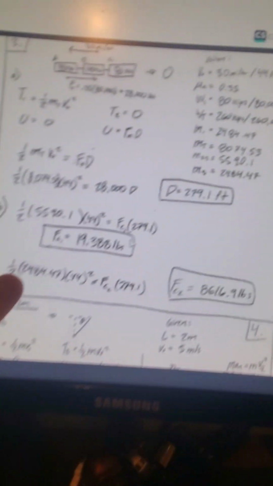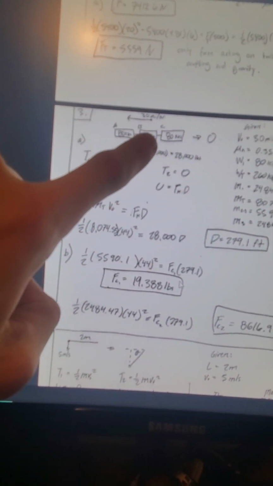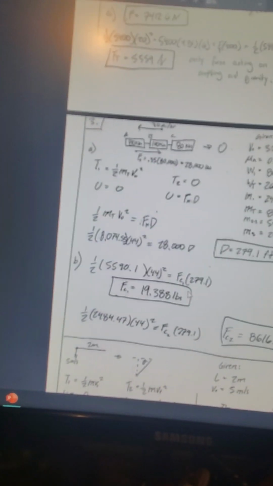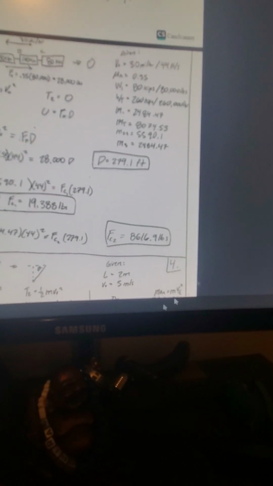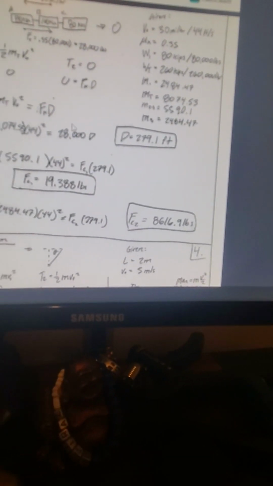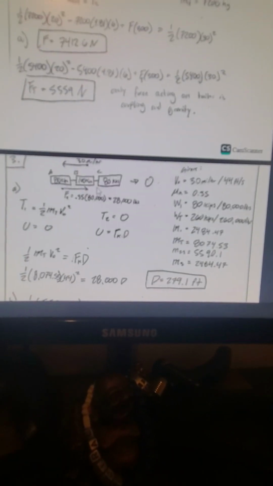And then for the last one, it's just the last car because we're trying to solve for the force in that coupling between B and C. So yeah, you can just use the different masses, leveraging the distance and everything, and how fast it's going to solve for the force in each of those.